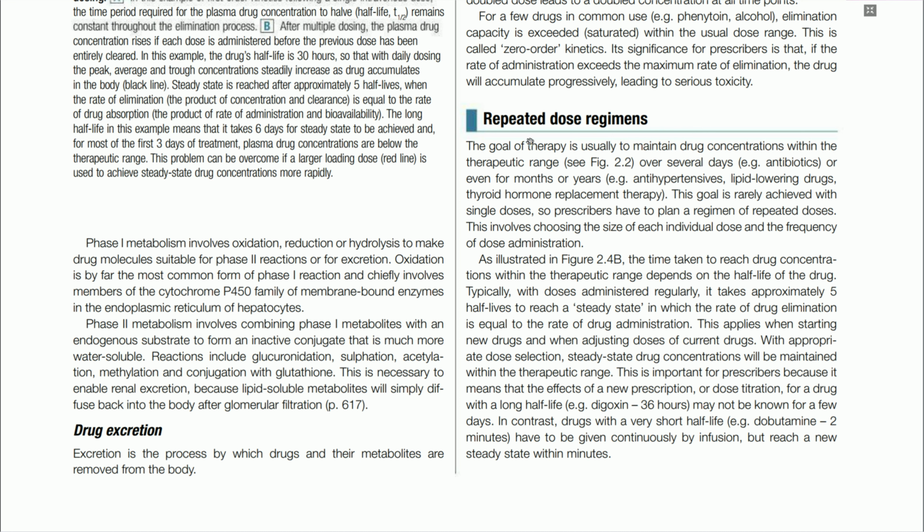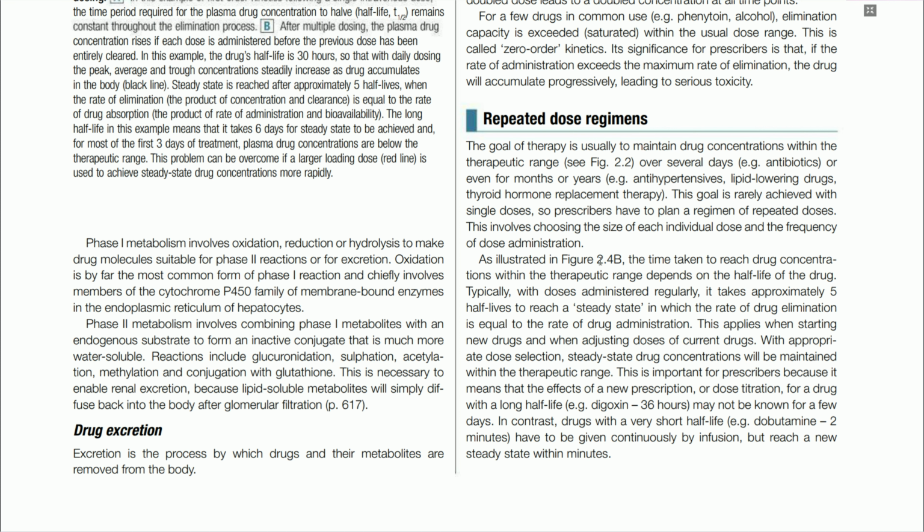Repeated dose regimens. The goal of therapy is usually to maintain drug concentrations within the therapeutic range. See figure 2.2. Over several days, example: antibiotics, or even for months or years, example: antihypertensives, lipid lowering drugs, thyroid hormone replacement therapy. This goal is rarely achieved with single doses, so prescribers have to plan a regimen of repeated doses. This involves choosing the size of each individual dose and the frequency of dose administration.